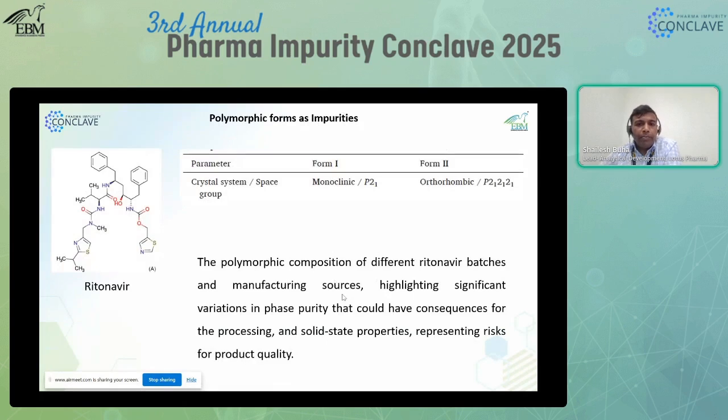So the polymorphic form is an impurity. Ritonavir, yes, a well-known case, form 1 and form 2. The phase purity could have consequences for processing and solid state properties and represents a risk to product quality. So if a higher or lower crushing energy is applied to the monoclinic crystal habit, it may go to the orthorhombic crystal habit. So it happens; they are very sensitive solid state molecules. So polymorphic form is also very important to identify in some cases during finished product manufacturing, as a part of stability or maybe as a part of the life cycle.